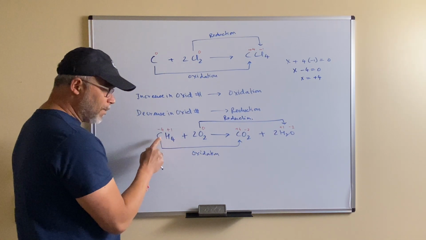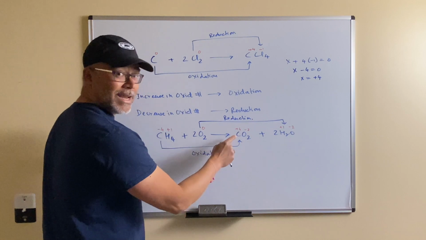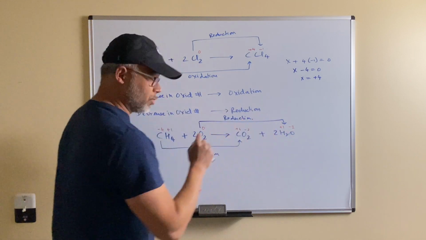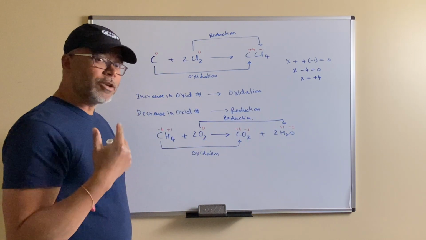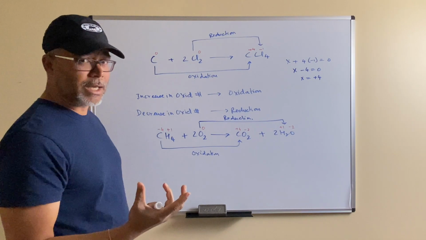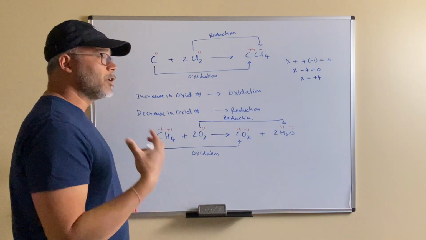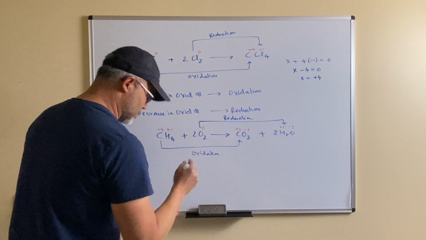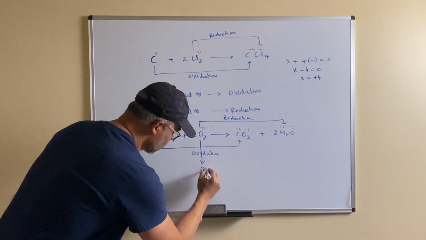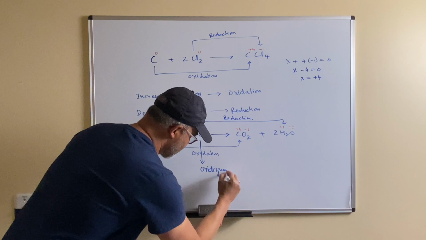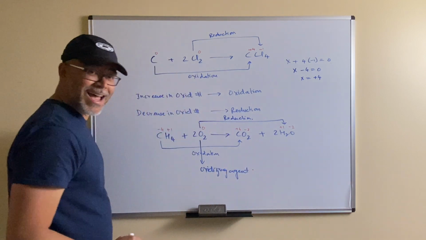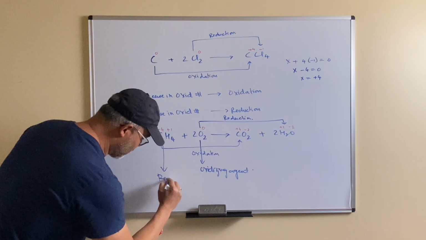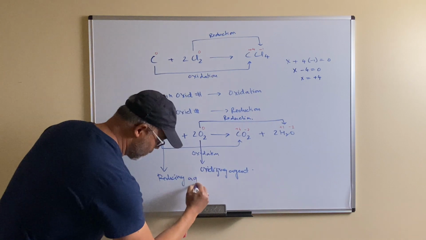So what happened here is the carbon got oxidized to carbon dioxide, and the oxygen got reduced. Now if we try to figure out what's my oxidizing agent and what's my reducing agent, the one that gets reduced is always the oxidizing agent. Since the oxygen is getting reduced, this is my oxidizing agent. And the one that gets oxidized is the reducing agent. Carbon got oxidized, so that is my reducing agent.